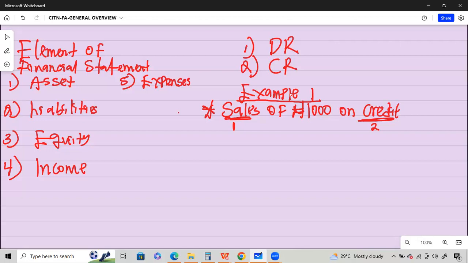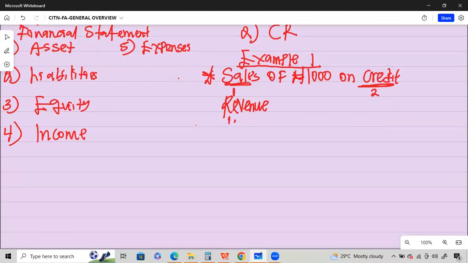Oh, I have a sales. You need to say sales is an income. The new name that we call sales now is revenue. So sales can also be called revenue. I made a sales, and when we say revenue, revenue is an income account.